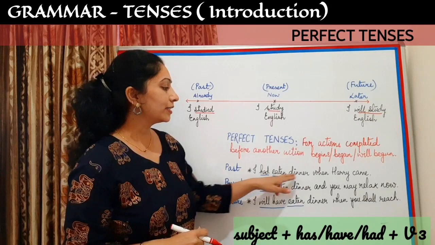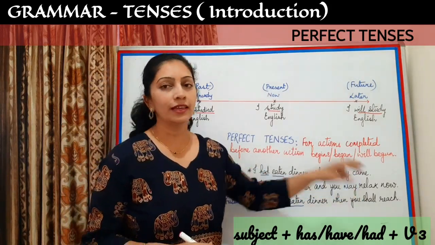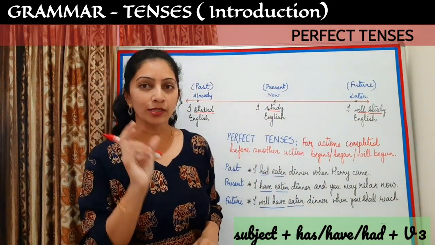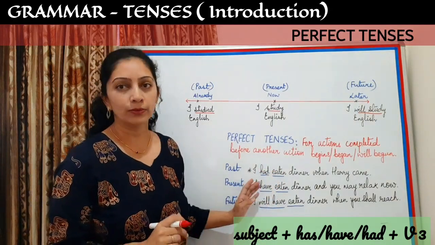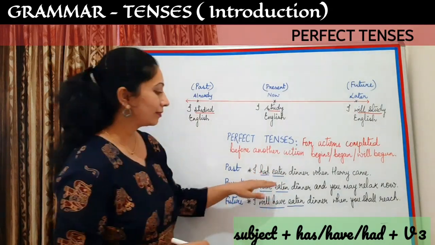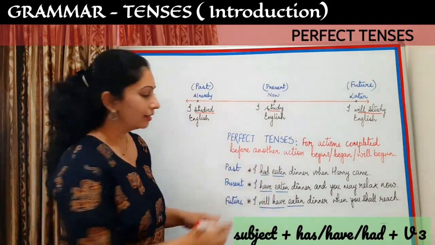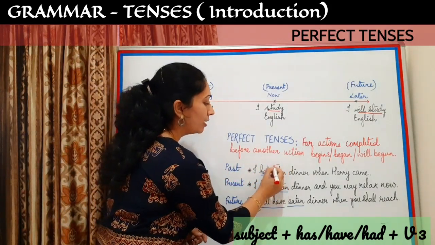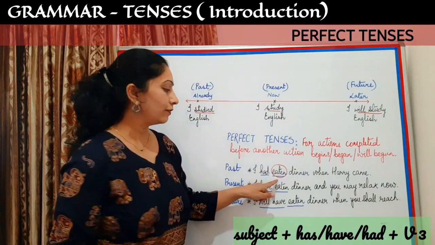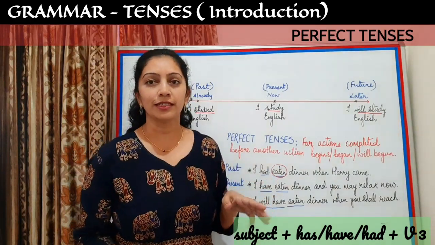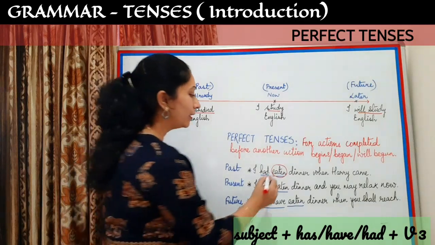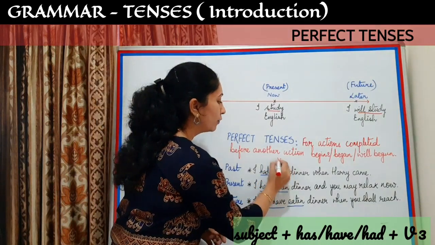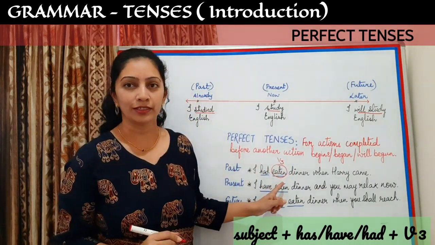I had eaten dinner when Harry came. Now let's concentrate on the change in the verb and what additional word we are going to use here. Which is the main verb here? Eaten is the main verb here. And if we look at the three forms of eat, it is eat, ate, eaten. So eaten becomes the third form of the verb, that is V3.